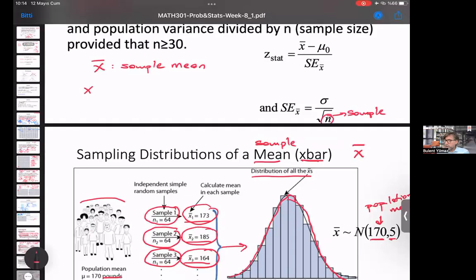Sample size. For example, this is my population, the mean is 170 and the standard deviation is, let's say, 30. And I will have 100 people as my sample size. Then my standard error of the mean, as we call it, will be 30 divided by the square root of 100.